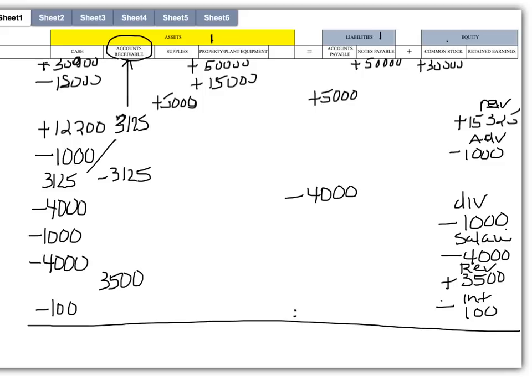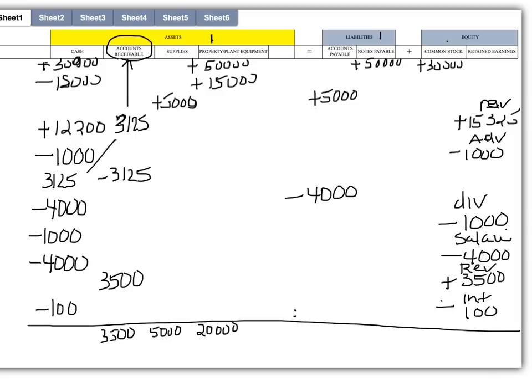Let's do the easy ones first before we go to cash. So we know these two, $31.25 minus $31.25 is 0. So the balance here is $3,500. We have $5,000 in supplies. We have $20,000 in property, plant, and equipment. And let's go ahead and calculate the balance that's in our cash account.